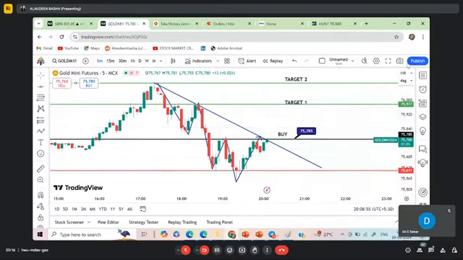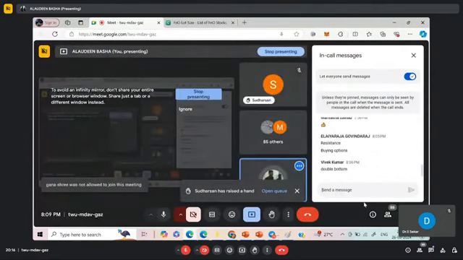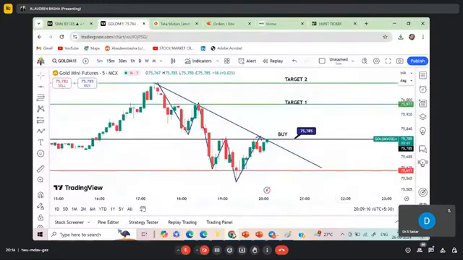I take this snapshot for our future reference, whether it will work or not. It is not able to share the pictures in Google Meet. Okay, I just take the snapshot. No problem, we'll wait.